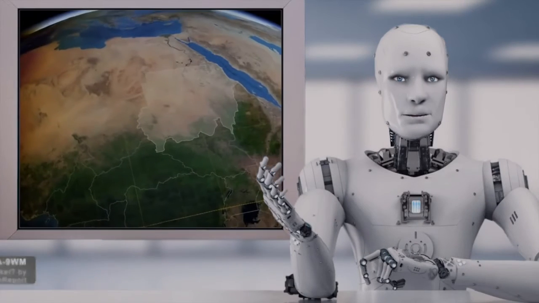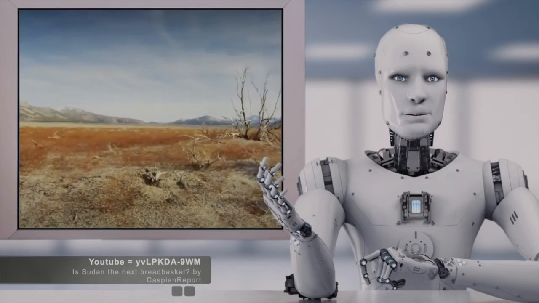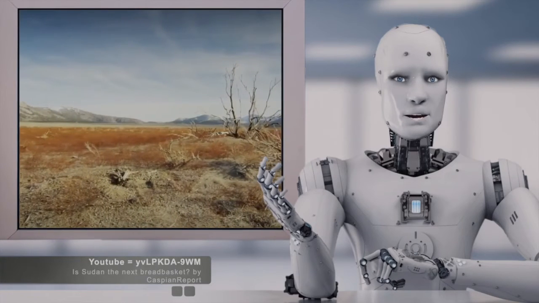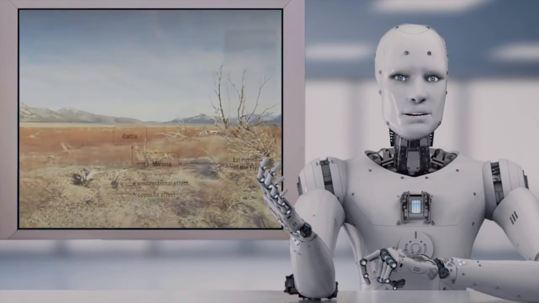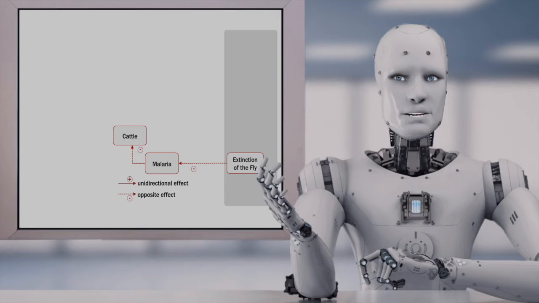What happened in the Sudan? Today the situation in Sudan is even worse. The first steps of our linear way of thinking were even right. There is a direct link between the tsetse fly and the epidemic infection with malaria.